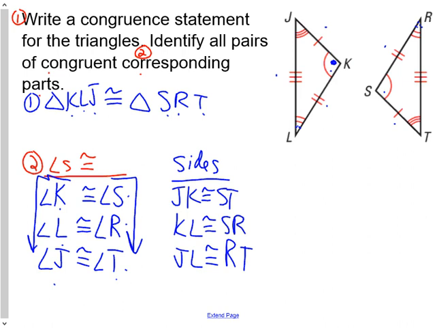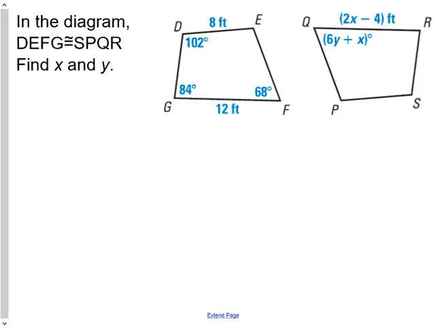If you have questions, let me know. But that's, again, very important in this whole chapter and beyond. Next one, in the diagram, DFG quadrilateral is congruent to SPQR quadrilateral. Find x and y. So first off, I recommend finding where's your x.